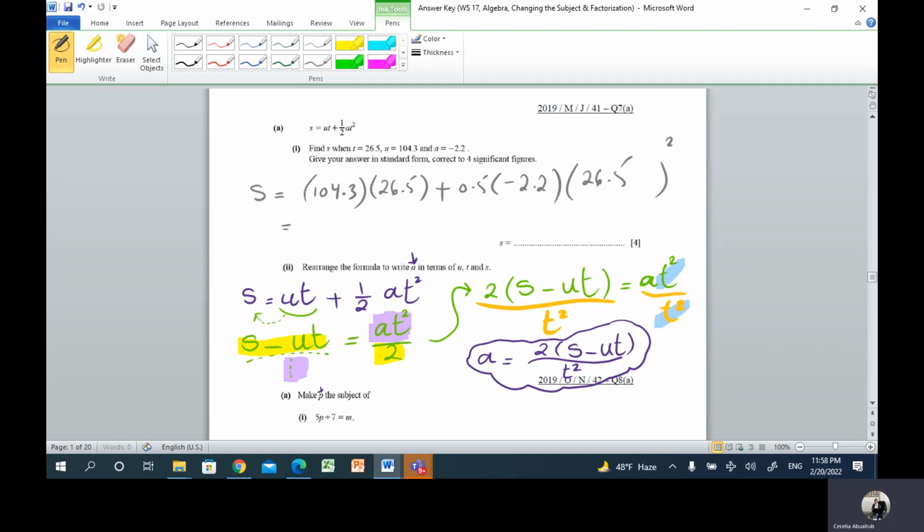Now you need to insert this in the calculator, and you start with 104.3 times 26.5 plus 0.5 times negative 2.2 times, to the power of 2, a bracket, inside the bracket 26.5. Get out, and you are going to end up with 1,991.475.